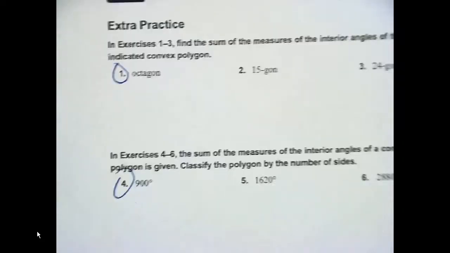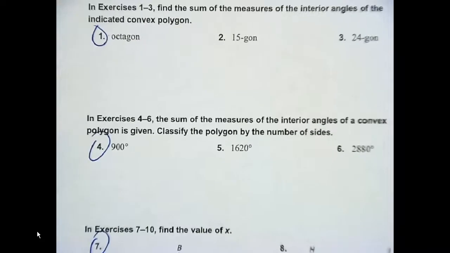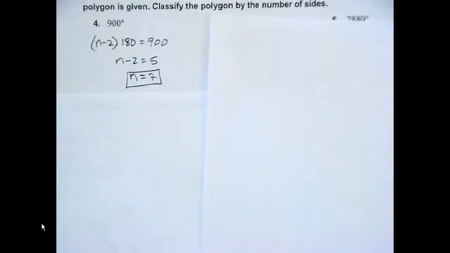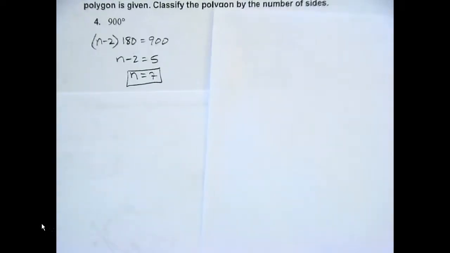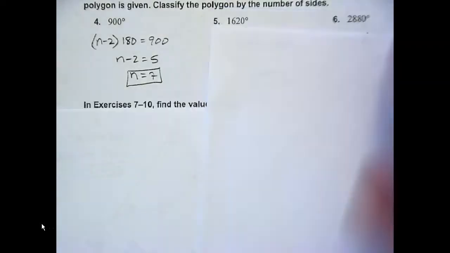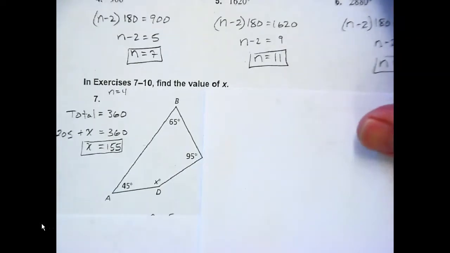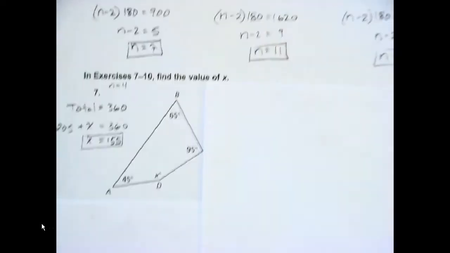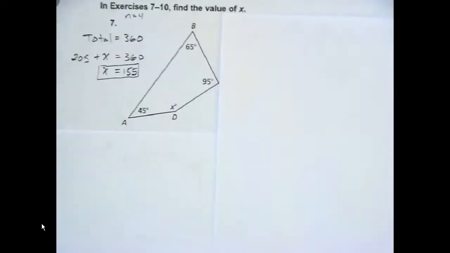Okay, you should be working on number 4 if you haven't done so already. Number 9, there it is. N minus 2 times 180. Plug in that 900 in there for the sum. Solve for n. You're kind of working backwards there. You get n equals 7. And then number 7 is 155 degrees.